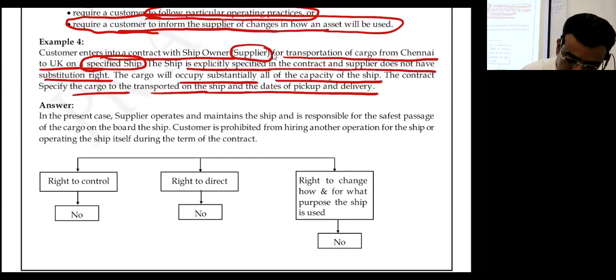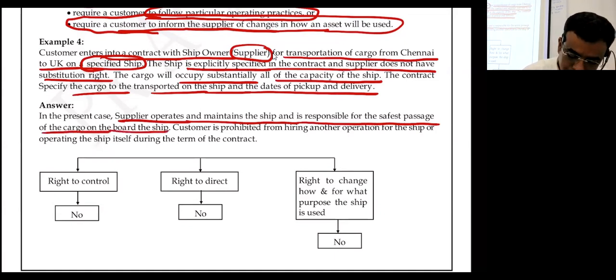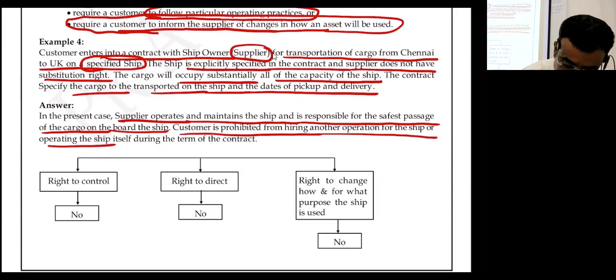In the present case, the supplier operates and maintains the ship and is responsible for the safe passage of the cargo on board the ship. The customer is prohibited from hiring another operator for the ship or operating the ship itself during the term of the contract.